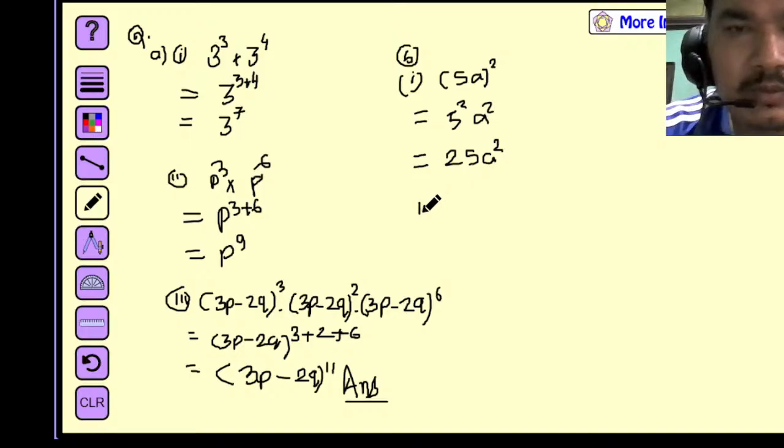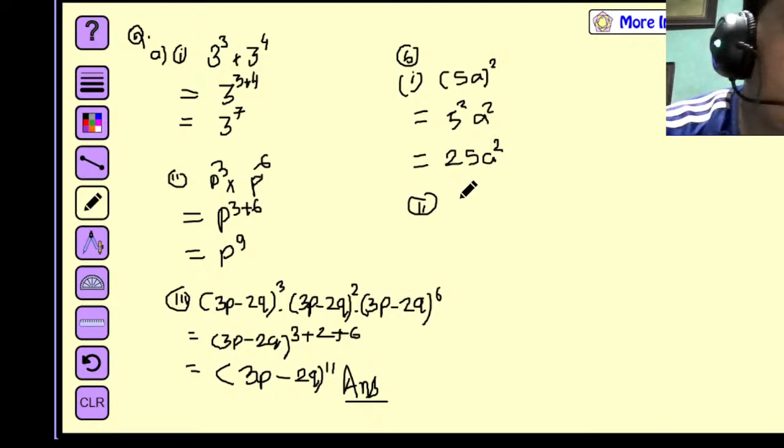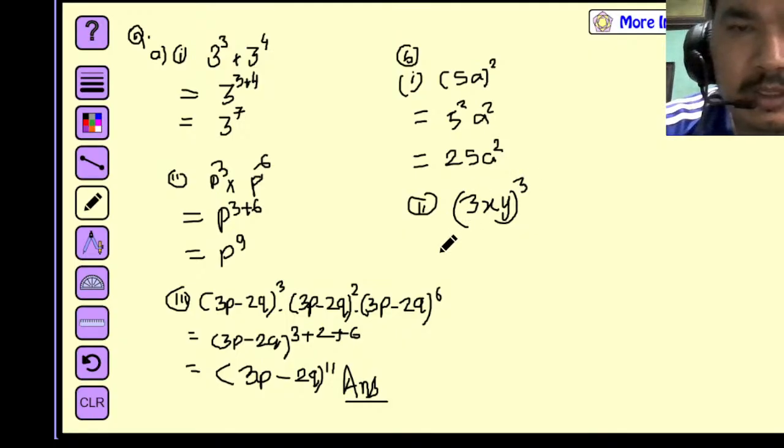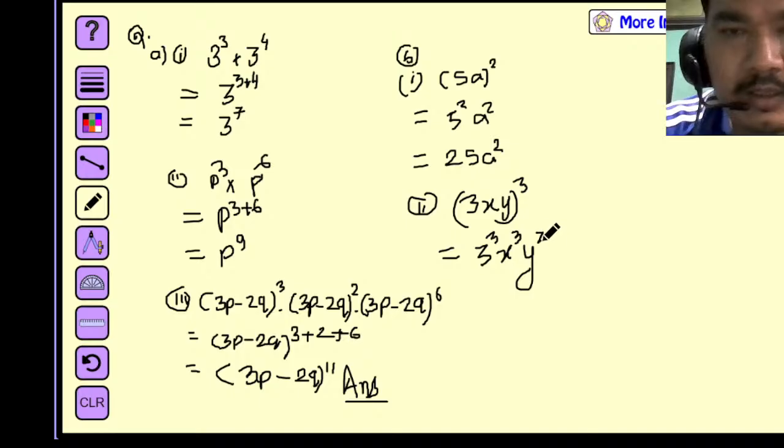In number 2, we have to write (3xy) whole cube. Suppose that's given like this, (3xy), its whole power 3 given. In such condition, how to solve this? Look here. That power 3 is the power of 3 also, x also, and y also. Open the bracket. Then if you simplify it, what will come? 3 cube means 27, and this side same, x cube and y cube.